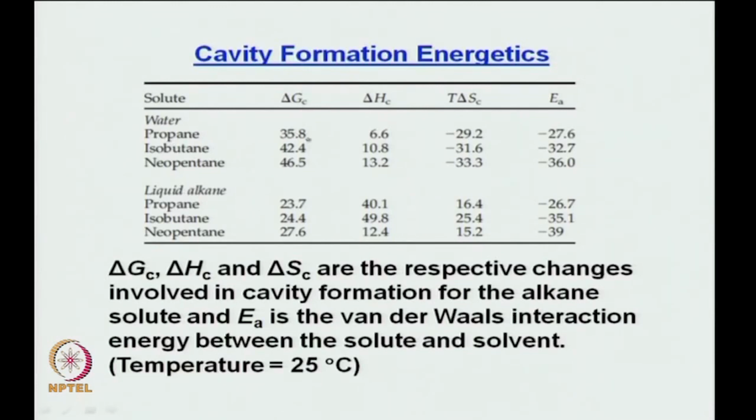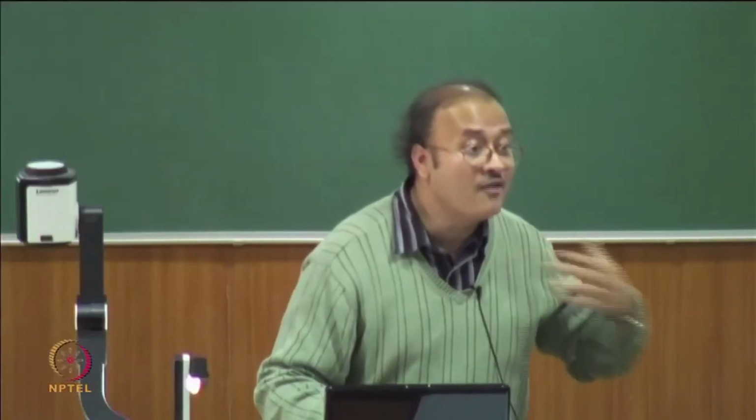The moment you go to water, from propane to neopentane, the delta Gc is increasing. Now, this is expected based on accessible surface area, and that is what we saw in that figure. The picture is based on this. If you go to liquid alkane, the same thing happens, but here delta Gc is immediately lower than in water, though still positive, because you have to insert the solute inside the solvent and do work, that means you are spending energy. So, it is positive. Okay.